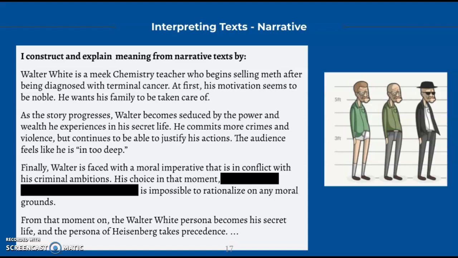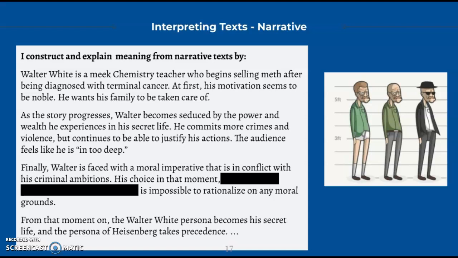As the story progresses, he becomes seduced by the power and the wealth that he experiences in his secret life of crime. He commits more and more crimes and violence, but he continues to be able to rationalize and justify his actions. The audience starts to feel like he's in too deep, but you start to feel like, oh, maybe he'll turn it around, maybe he'll come out of it. But then he reaches this breaking point, this key moment, like a moment of crisis or epiphany, as it's referred to in text structure.